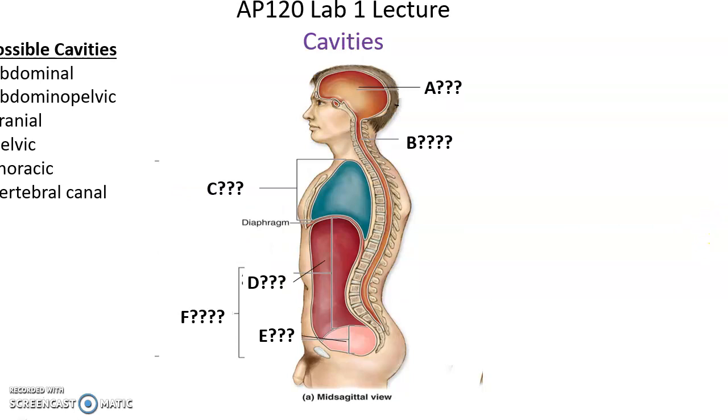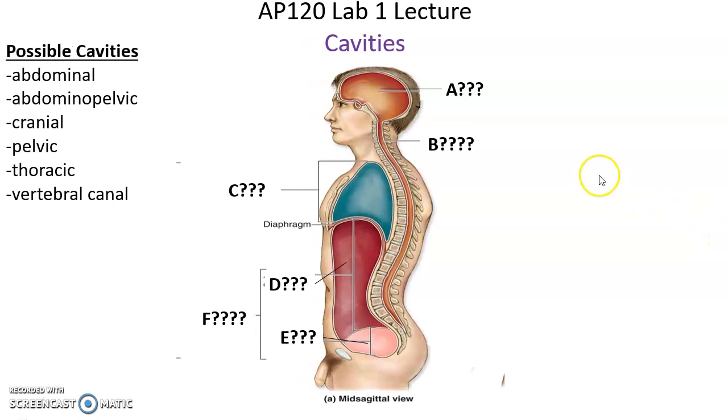Cavities. Cavities are spaces within the body where we find lots of soft, delicate organs. So in the skull, we have the cranial cavity. The cranial cavity houses the brain. And then coming off of that directly is the vertebral canal. The vertebral canal is where we'll find the spinal cord. So cranial cavity, brain, vertebral canal, spinal cord.